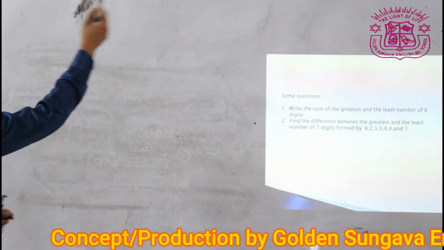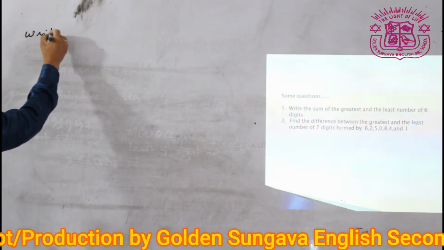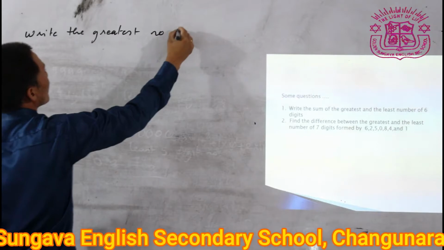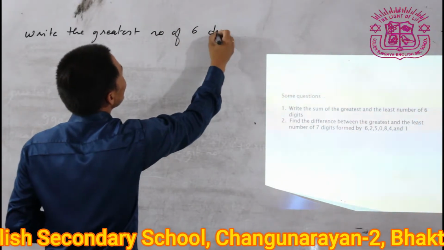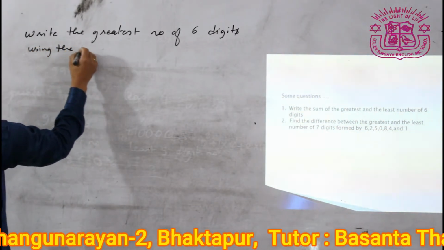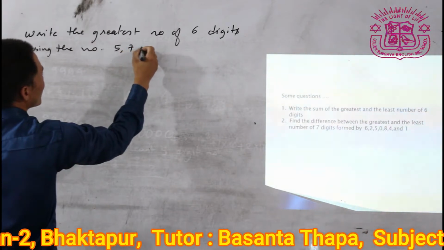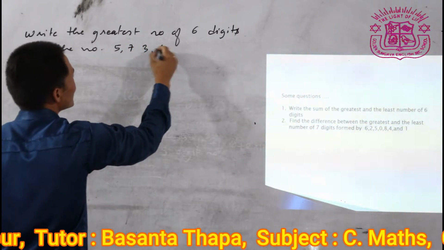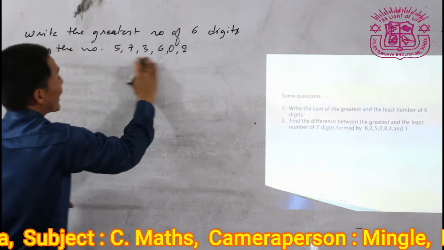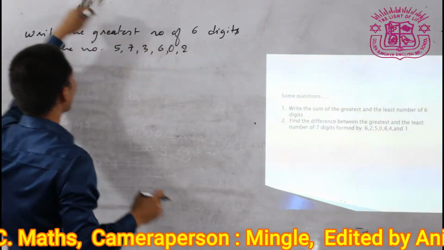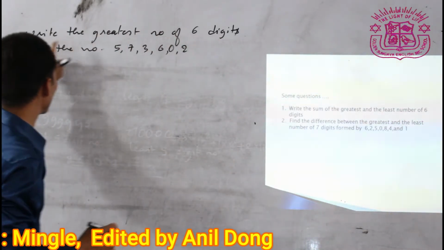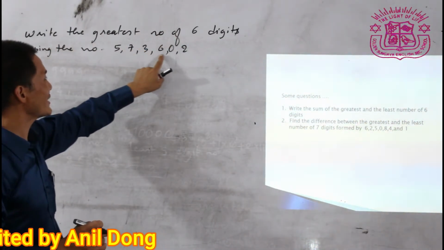Write the greatest number of, suppose, 6 digits using the number, suppose 5, 7, 3, 6, 0, 2. Arranging these 6 digits, we have to write the greatest number. Write the greatest number of 6 digits using the number 5, 7, 3, 6, 0, 2.